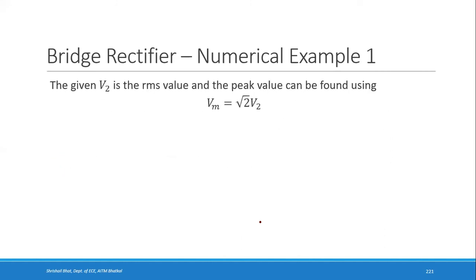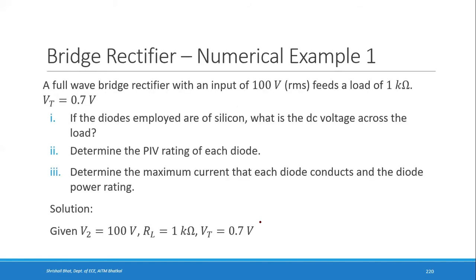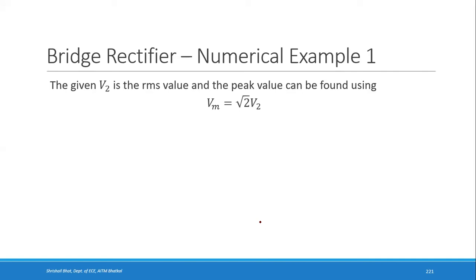Now, what is the equation for VDC? Before we find VDC, from this value of V2 we can find Vm, the peak value. Since V2 is the RMS value, we can find the peak value Vm using Vm is equal to root 2 into V2. So multiply root 2 with the value of V2 that is given, 100. So you'll get 141.42, because root 2 is 1.4142. If you multiply that by 100, you get 141.42 volts. This is my Vm. Next, I have to find the DC voltage across the load, VDC.